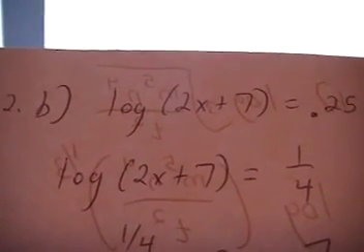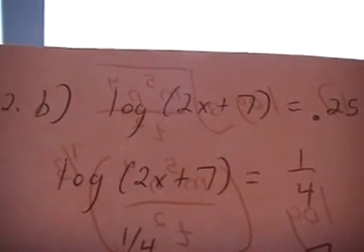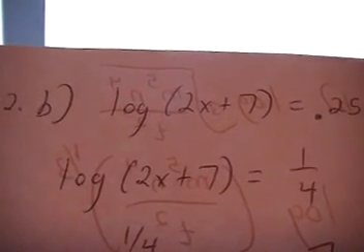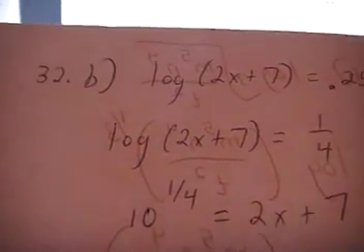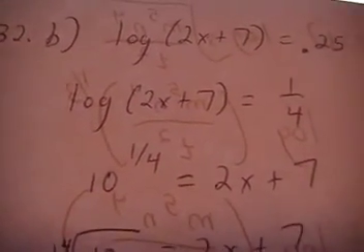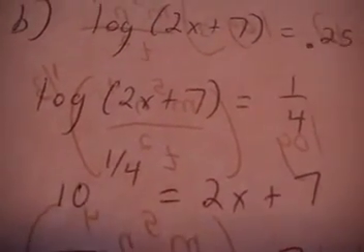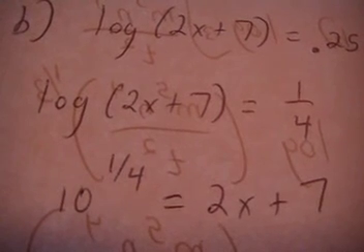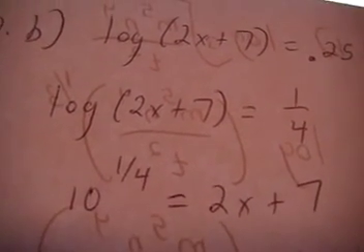Common log, even though it's blank, is considered to be a base of 10. So my base is 10. A log is an exponent. The exponent is 1/4. So I'm literally going to write 10 to the 1/4 equals the part I haven't used yet, 2x plus 7. All that is changing from a log to an exponential like we did a couple of times earlier in the review. Now you're solving for x.